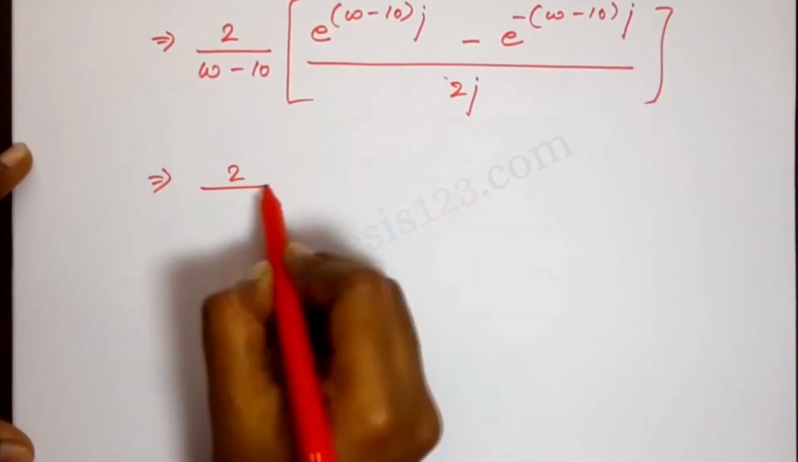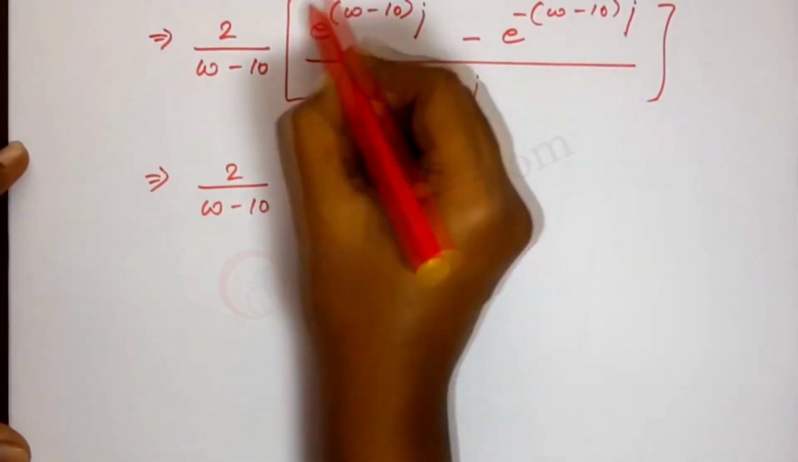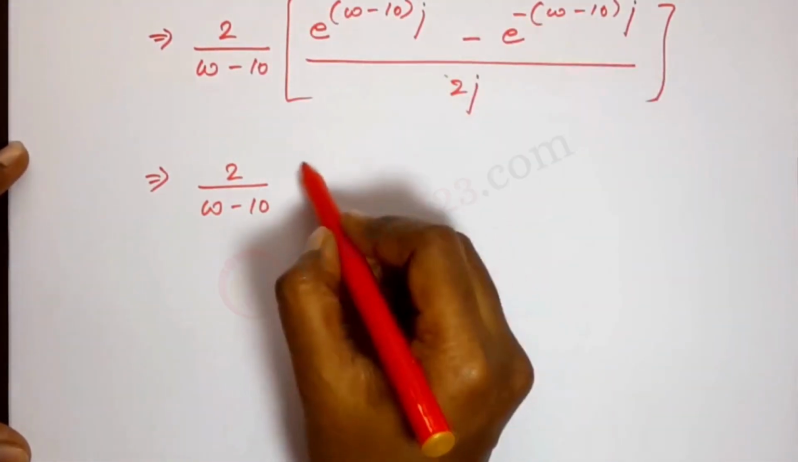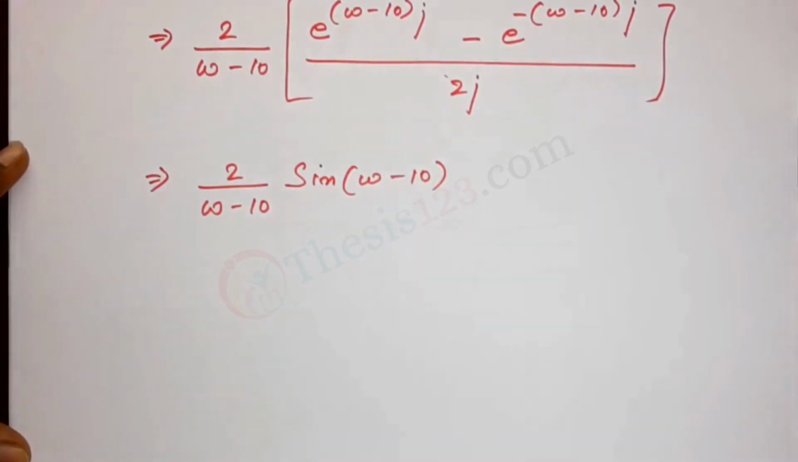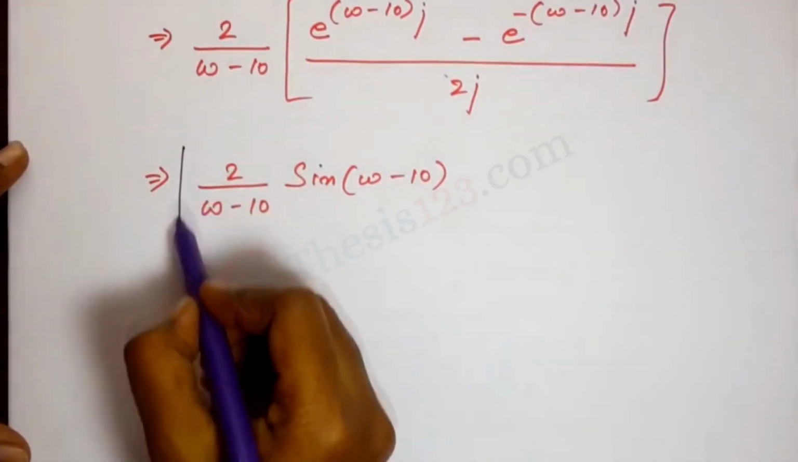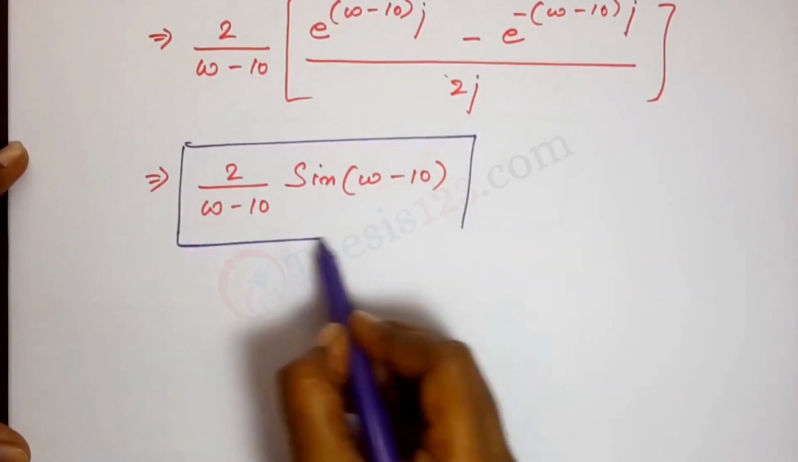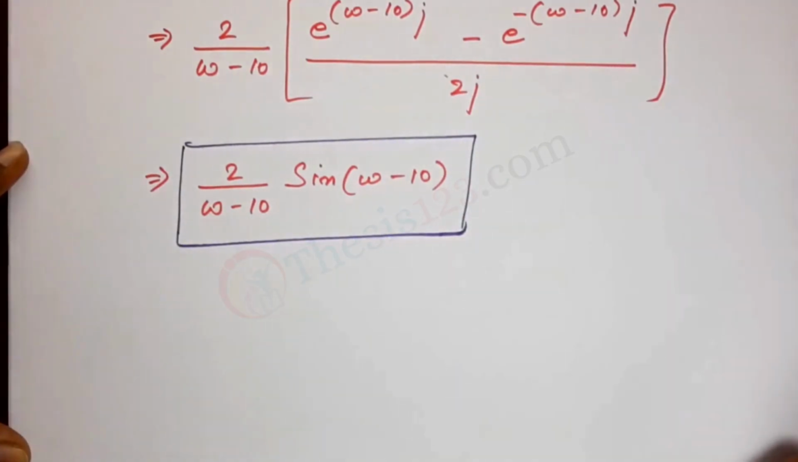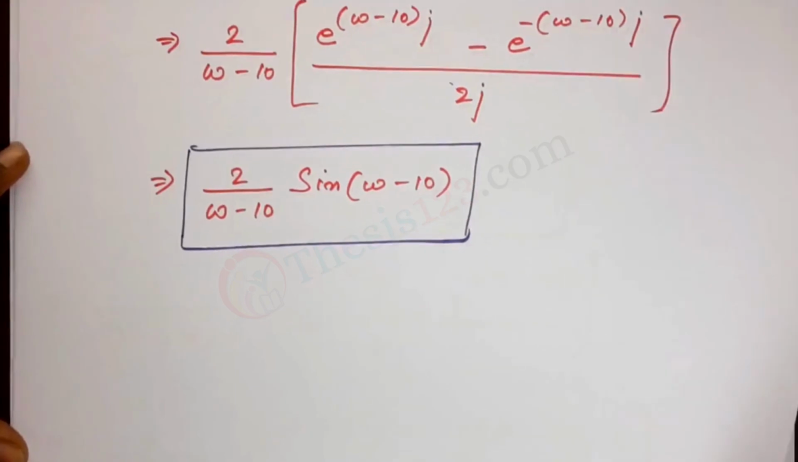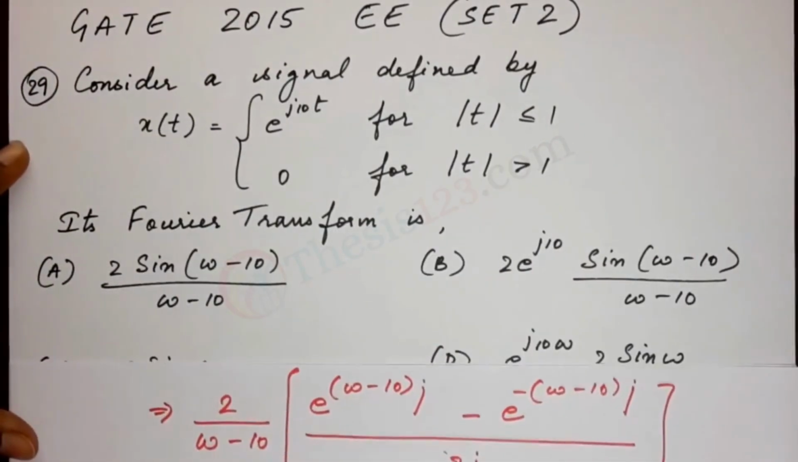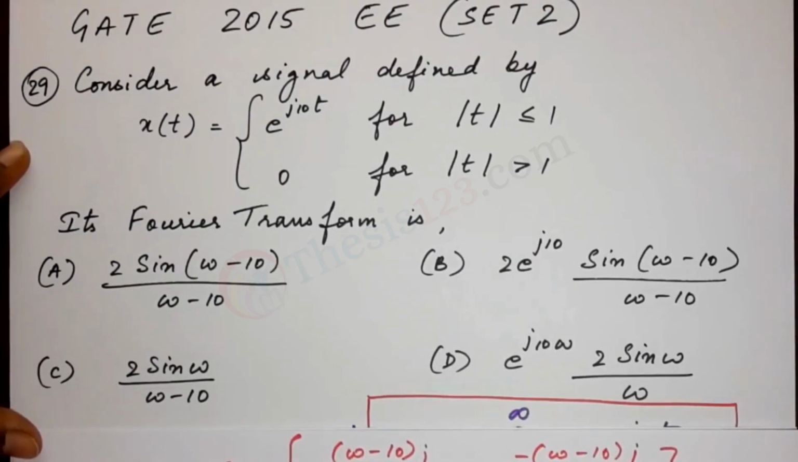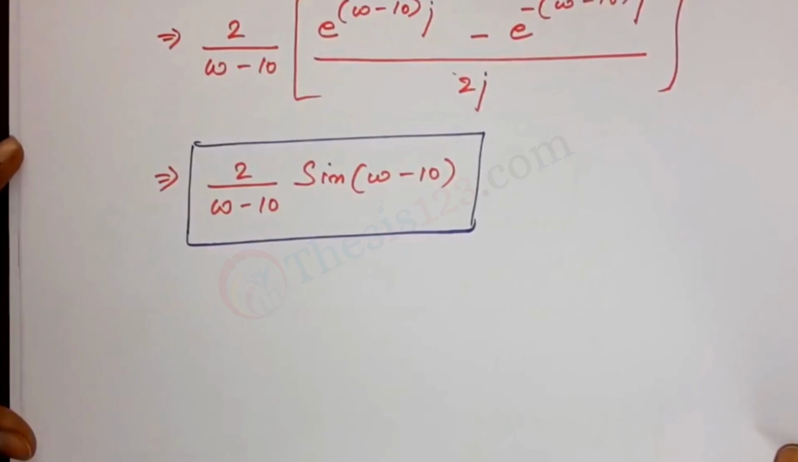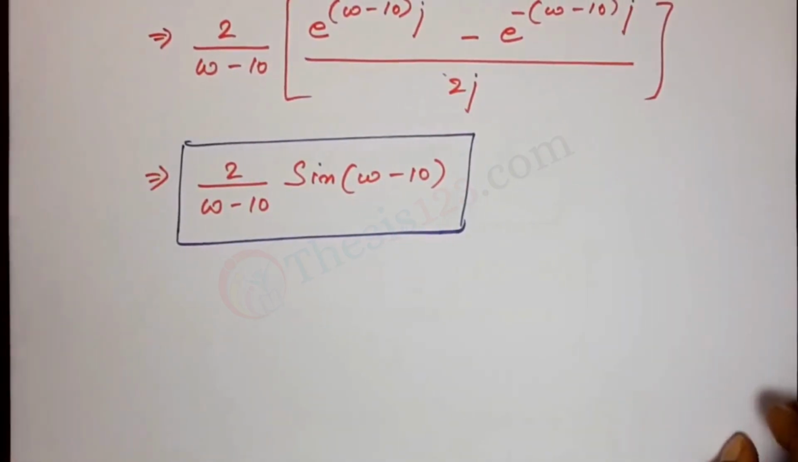And finally, 2 by omega minus 10. This entire term can be now written as sine of omega minus 10. So this is now our final expression. Let's see which option this matches with. 2 sine omega minus 10 divided by omega minus 10. Option A. Well, this is the entire solution and I hope it has helped.